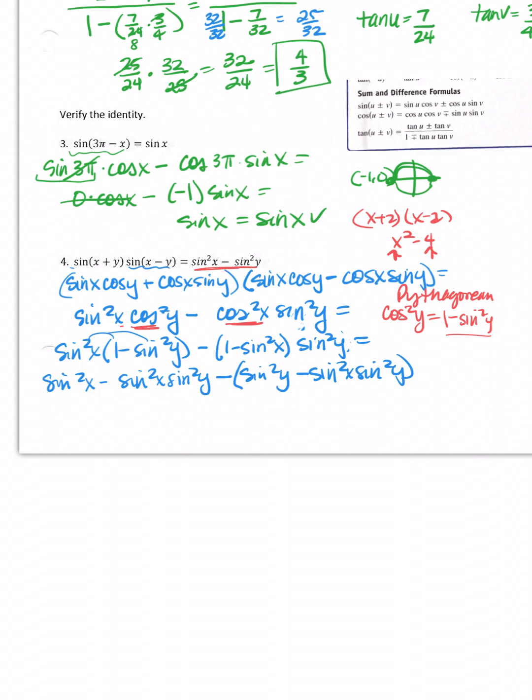Now I need to distribute the negative. I know it's gnarly, hold on. Sine squared x sine squared y, distribute. This becomes plus right here.